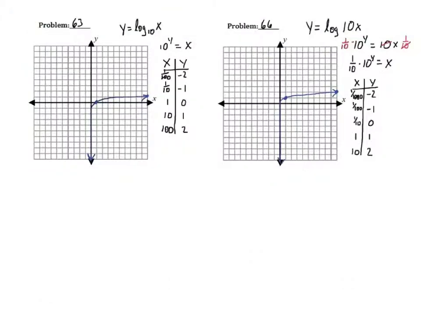So, if we take a look here at problem 63 and problem 66 from your homework, okay, looking at those two graphs, just looking at the graphs themselves, can you guys see any similarities or differences in these graphs?